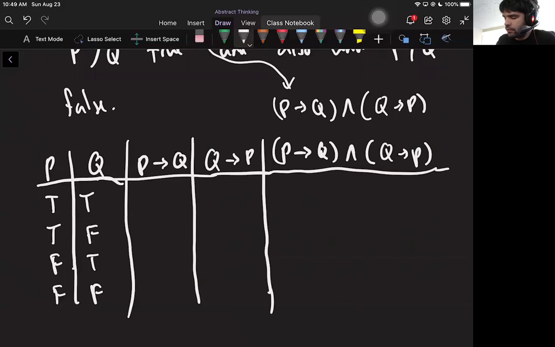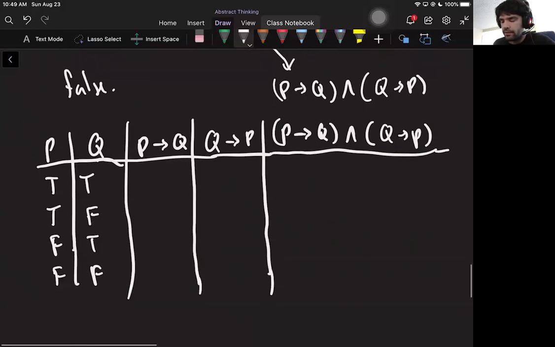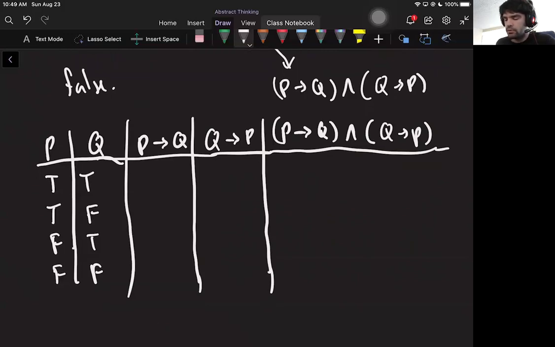And that'll be the final truth table I'm after. Okay, so when is P implies Q true? That's true if they're both true, or if the hypothesis is false, it's automatically true. It's only false if the hypothesis is true, but then the conclusion doesn't follow.